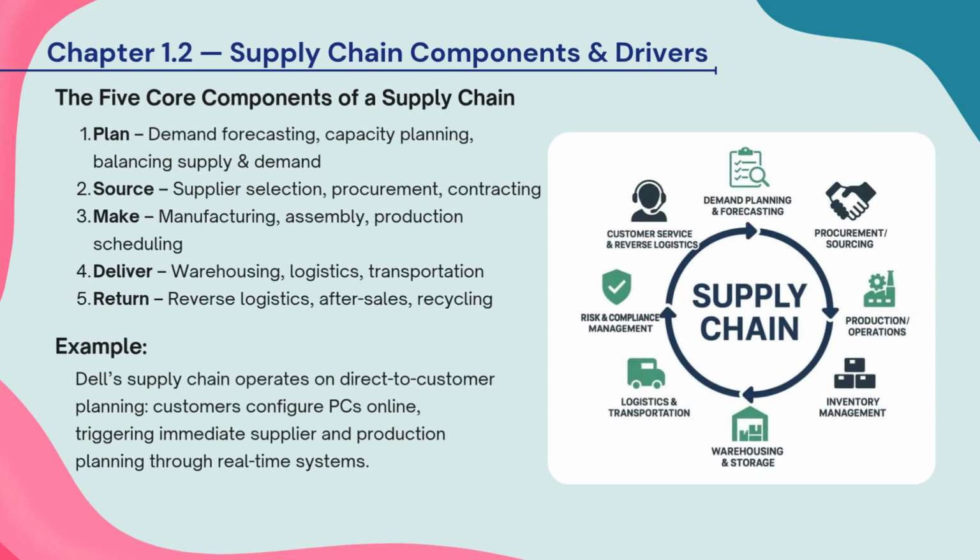This slide explains the 5 core components of a supply chain: plan, source, make, deliver, and return. Dell's direct-to-customer model shows this in action. Customers configure PCs online, which triggers real-time planning, procurement, production, and delivery. Planning balances supply and demand, sourcing selects suppliers, making covers production, delivering handles logistics, and returning manages after-sales and recycling. Understanding these components helps optimize efficiency and responsiveness in any supply chain.